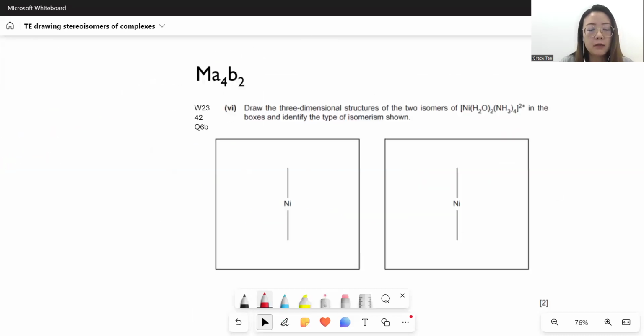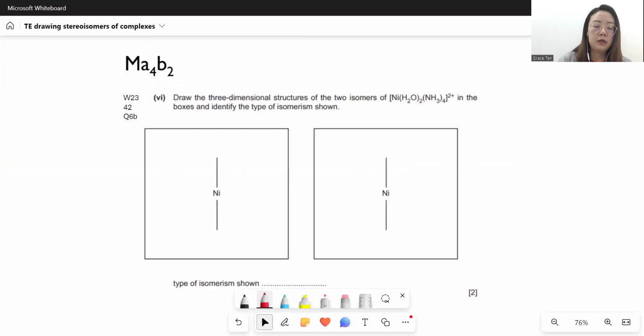Now, the second example of stereoisomers that I'm going to cover is on an octahedral shape. Why octahedral? Because there's a total of 6 ligands. Can you see A4B2? Octahedral shape. Now, for A4B2, we want to focus on the B2 because those 2 can align in cis or trans.